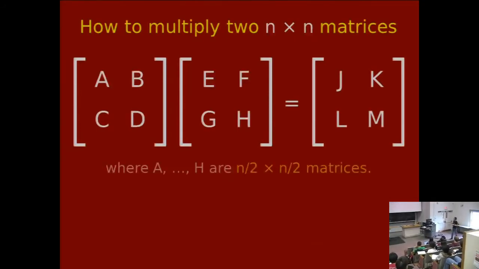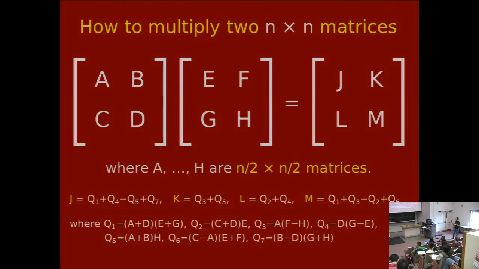Well, I'll tell you what you can do. Suppose you wanted now to go back and multiply 2 n by n matrices. Well, break them up into blocks, each of size n over 2. So it's actually still true that it works out. You can get n by n matrix multiplication by doing it in these 4 blocks of n over 2 by n over 2 matrices. So you can use exactly the same formula as before to get J, K, L, and M by doing these weird combinations of these submatrices.